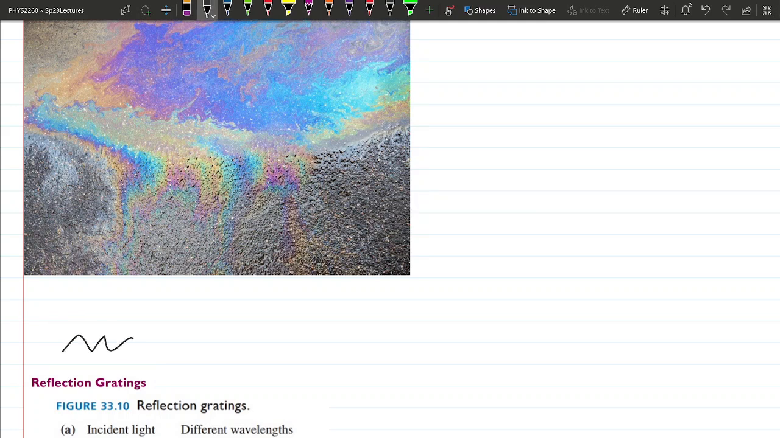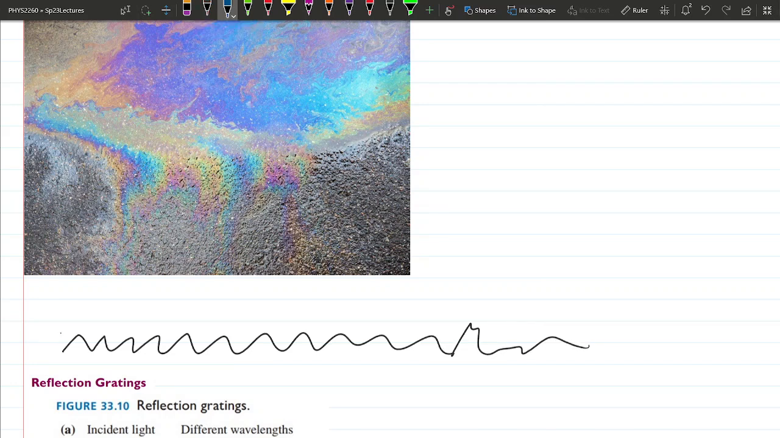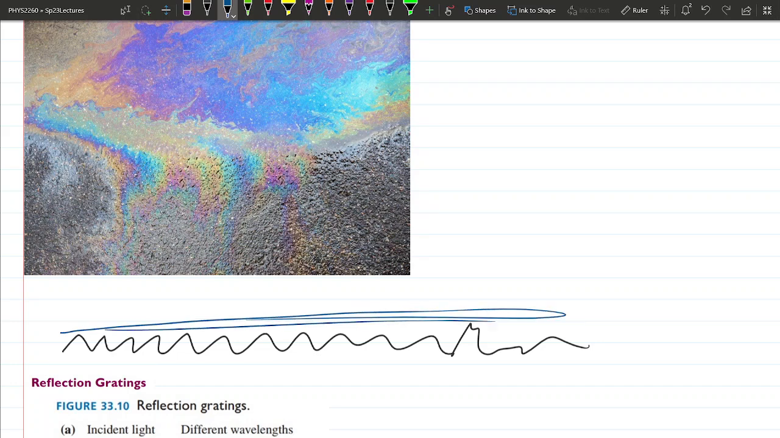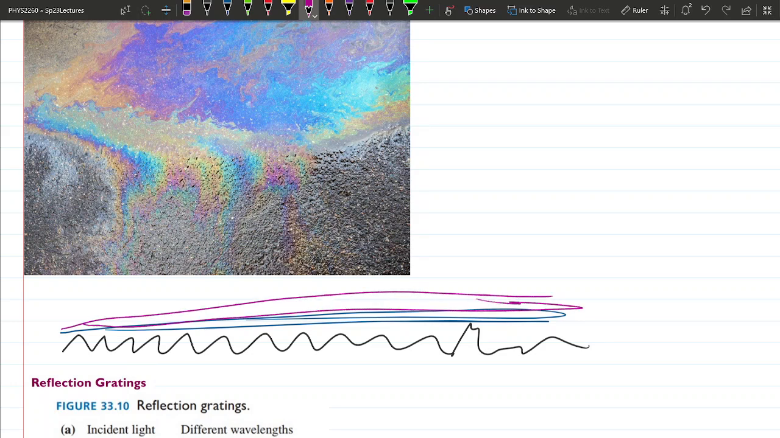Let me just draw that in black maybe. So let's say the ground is this jaggedy stuff. If you have water, the water is going to fill out this area here. The oil, let's do that in purple, is going to lie on top of it. As the light comes in, it's going to bounce off here.